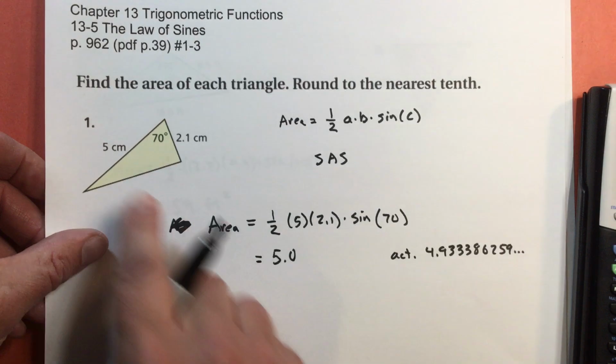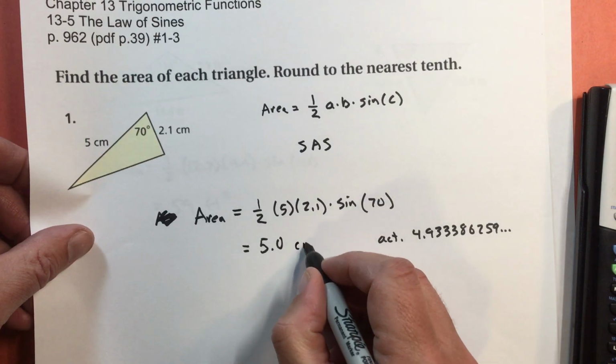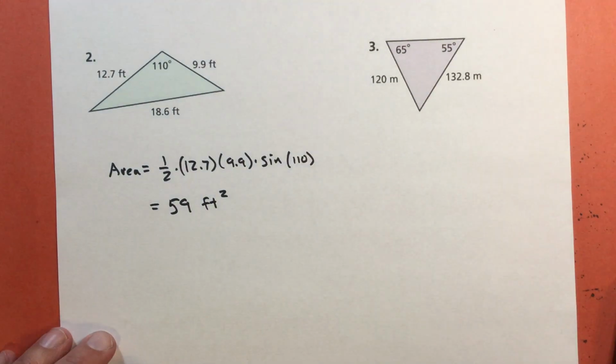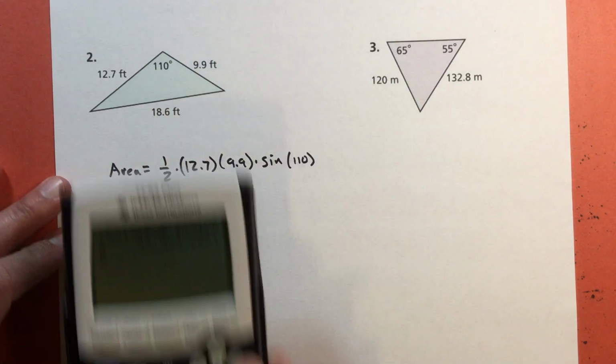Let's go back to modify this. This was in centimeters, so my answer was in square centimeters. I should have caught that. Remember, it's okay if you don't catch something right away. You can go back. That's just before you turn it in.